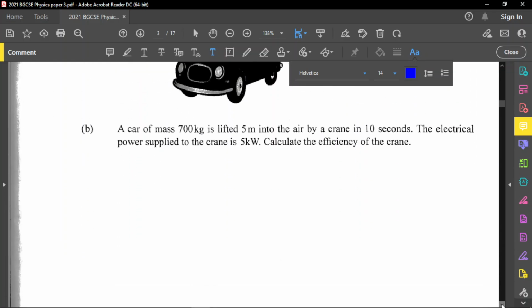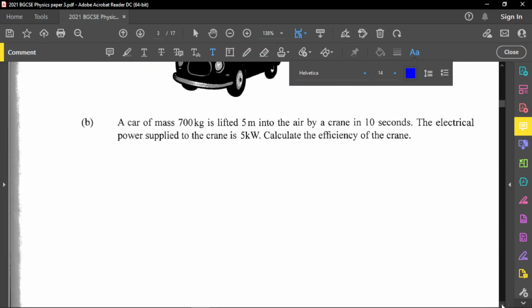The next part of the question, which is part B, reads: a car of mass 700 kg is lifted 5 meters into the air by a crane in 10 seconds. The electrical power supplied to the crane is 5 kilowatts. Calculate the efficiency of the crane.